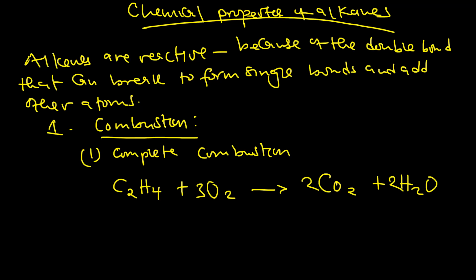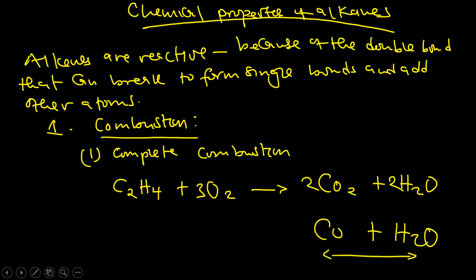They can also burn in a less supply of oxygen or limited supply of oxygen. And you know what is produced? What is produced is carbon monoxide and water. So alkenes can also burn in a less supply or limited supply of oxygen, producing carbon monoxide and water. So make sure that you are aware of that.